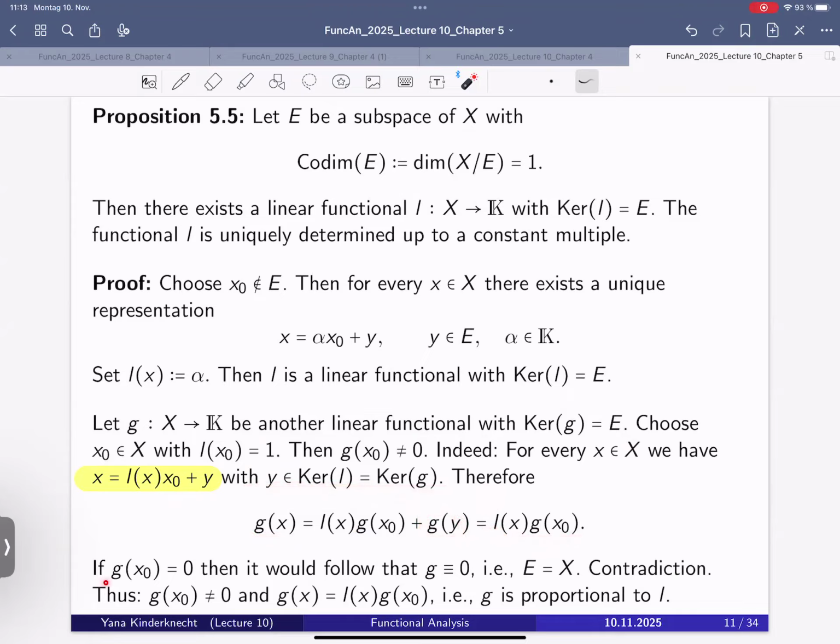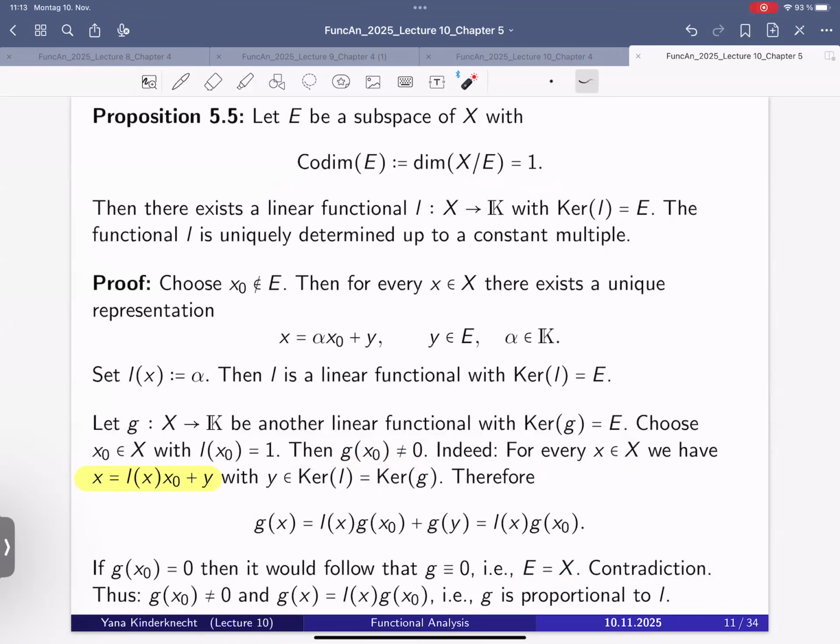So if we assume that G of x0 is equal to 0, then it would follow that G of x is equal to 0 for all x's. For every x we have this identity. So if this is 0, then G of x is 0 everywhere, and hence it has as a kernel the whole space X, which is a contradiction to our assumption. So we have shown that G of x0 is not 0.